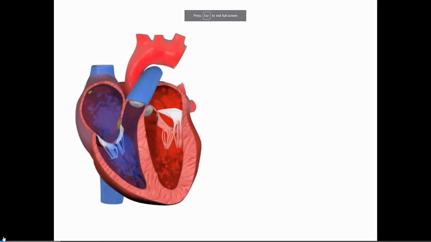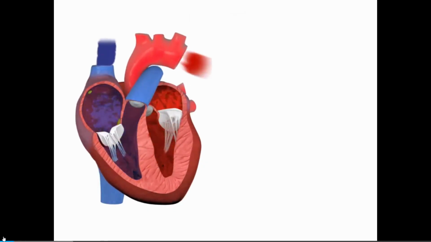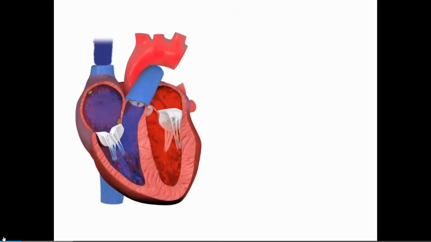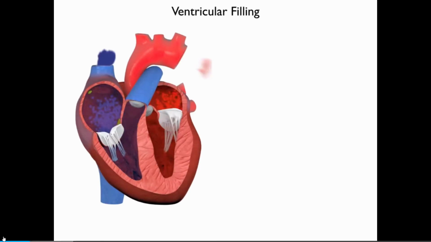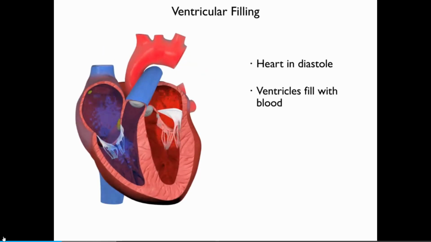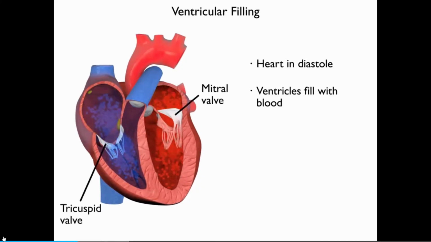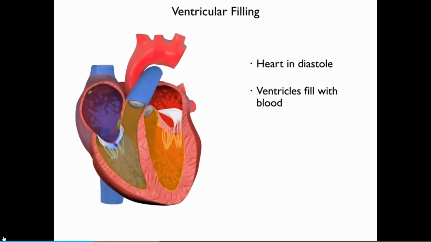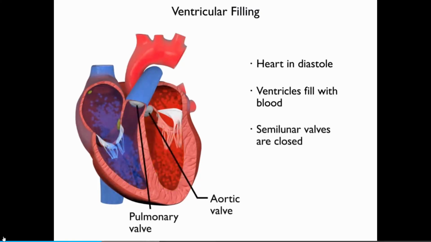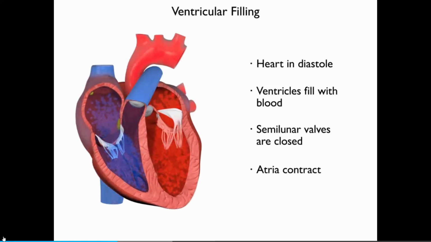Because the cardiac cycle is a continuous process, we need to pick a starting point. We will start with ventricular filling, during which both the atria and the ventricles are in diastole. During this phase, blood from the pulmonary and systemic circuits flows passively into each atrium through the open atrioventricular valves and then into the corresponding ventricles. During this process, the semilunar valves are closed. Atrial systole finishes ventricular filling.